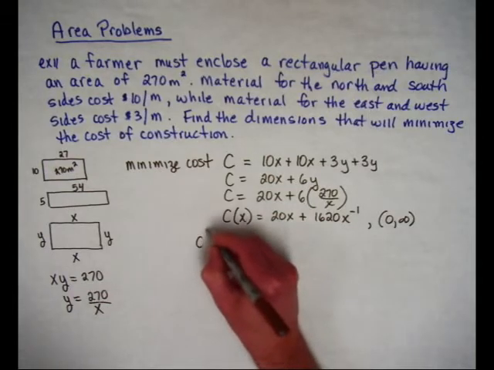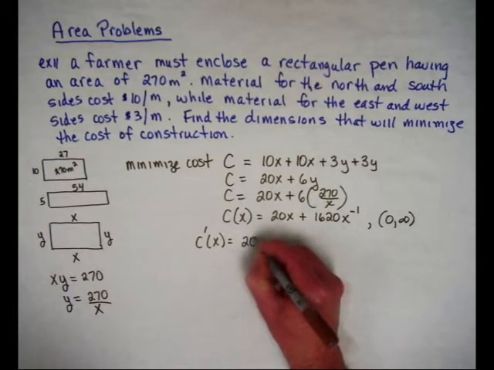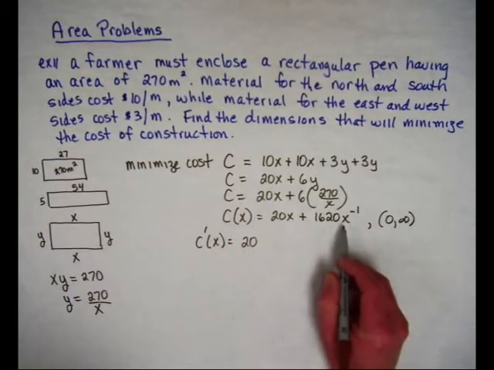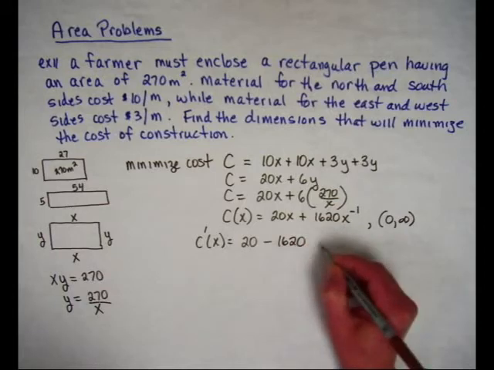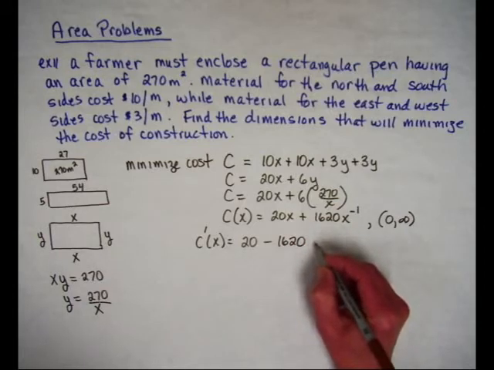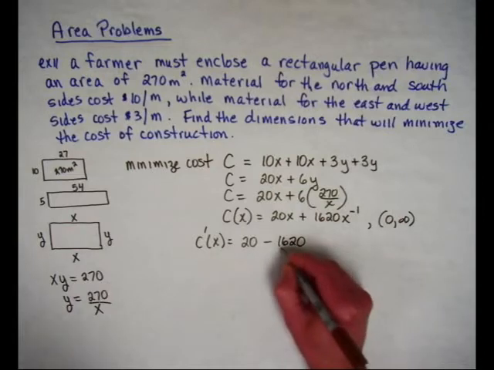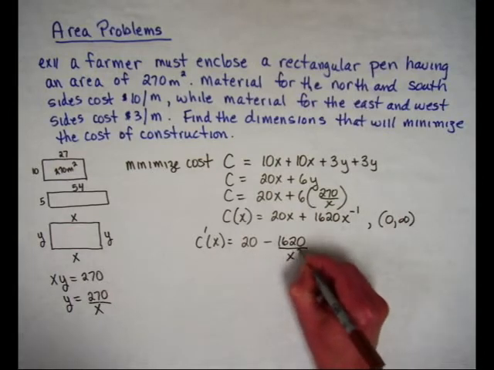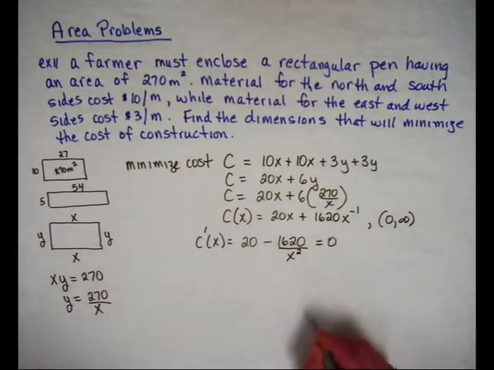So we're going to differentiate. C prime will be 20, from the 20 times x. And this is just a power rule now that I've moved the x to the top. So it's going to be minus 1620, and then x to the negative 2. Now x to the negative 2, I'll just move back to the bottom and write it as over x squared. Make that equal to 0.